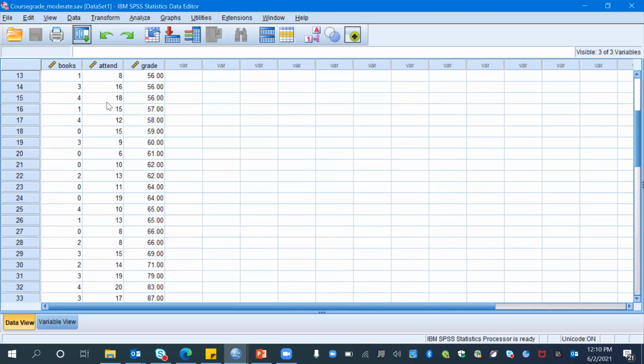Attendance, how many classes did they attend? All the way down from, I think, 8 is the minimum, up to 20 was the max. And then we have grades here, going from a 41 all the way up to a 97 in this case.